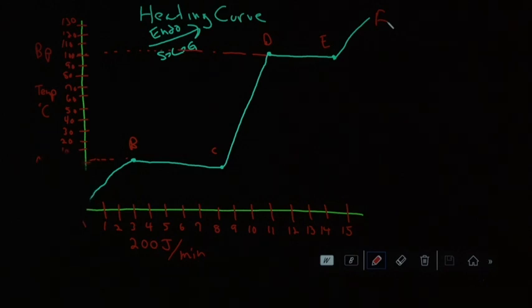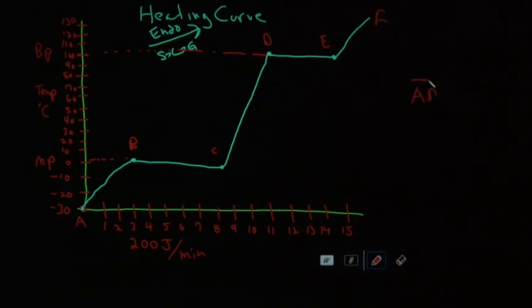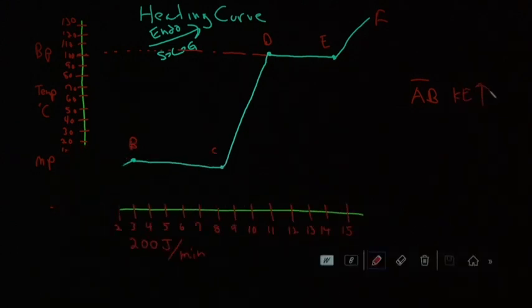And for line segment A to B, the temperature is going from negative 30 to zero. So the temperature is going up. So if kinetic energy is ruled by temp, then for line segment AB, the kinetic energy, KE, is going to go up. Kinetic energy goes up, potential energy stays the same.